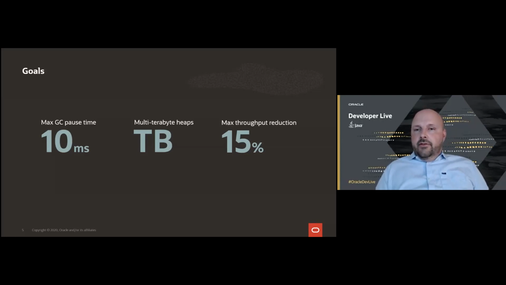We were also ready to pay something to get the low latency and to get the scalability. We're ready to pay in terms of application throughput reduction, and we're ready to pay at most 15% compared to when using the default GC, G1.